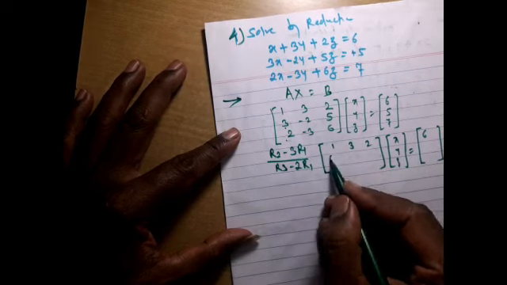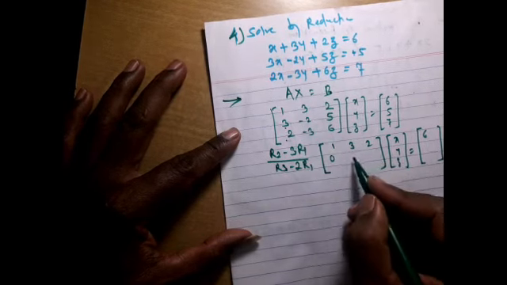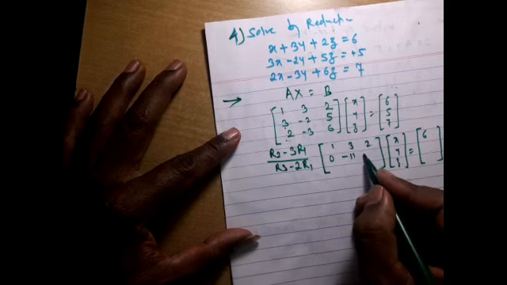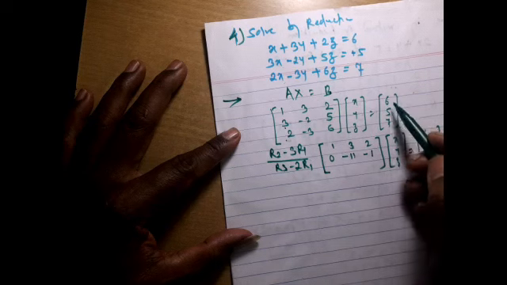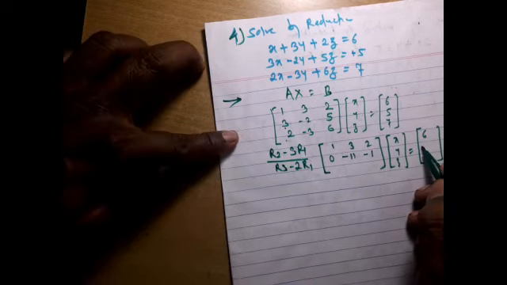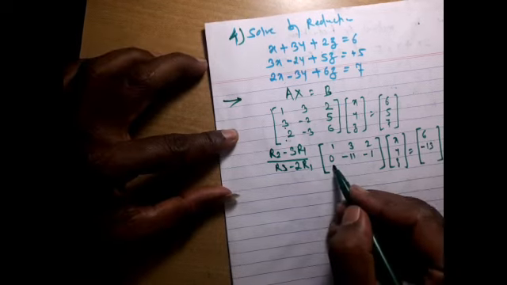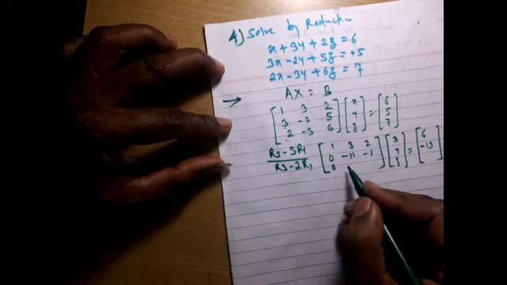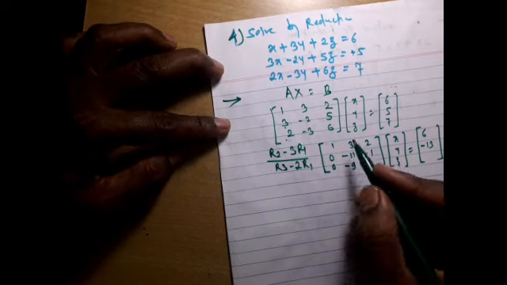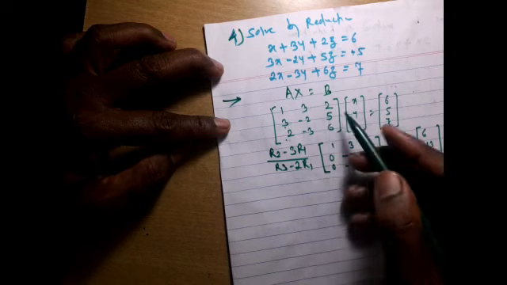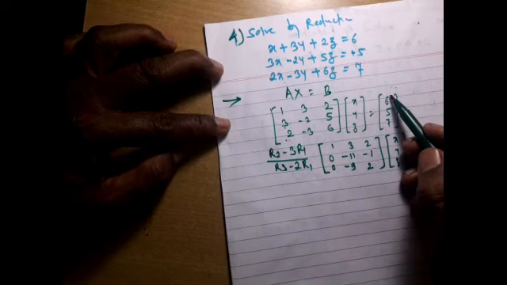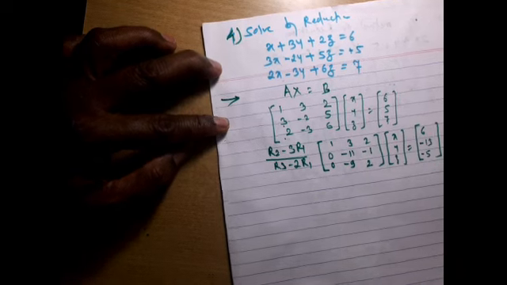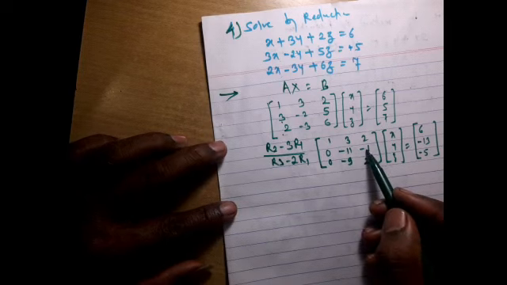3 minus 3 is 0, 3 3s are 9 plus 2 is 11, that is minus 11. 3 2s are 6, minus 6 plus 5 is minus 1, minus 18 plus 5 is minus 13. Here this is 0, 3 3s are 9, 3 2s are 6 plus 3 is 9, and this will be 2 2s are 4, 6 minus 4 is 2, 6 2s are 12, 12 minus 7 is 5, biggest number is minus. Now there is a minus 1.